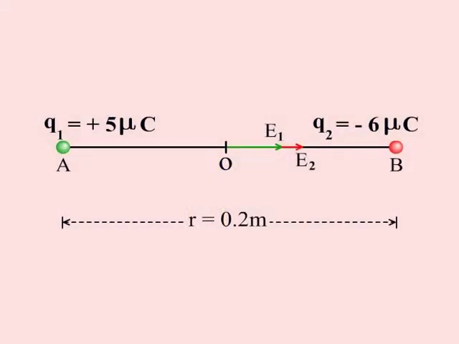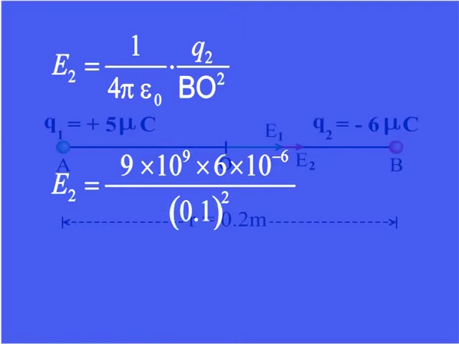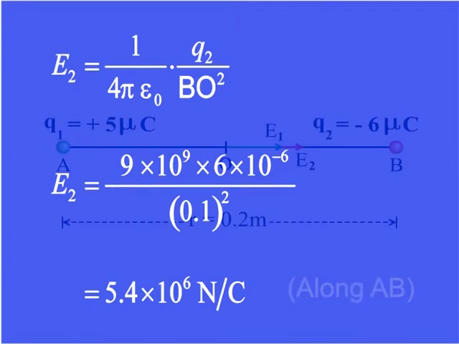Similarly, electric field E2 at point O due to charge Q2 is 1 upon 4 pi epsilon naught into Q2 upon BO square, which is equal to 9 into 10 raised to the power 9 into 6 into 10 raised to the power minus 6 upon square of 0.1. On calculating, we get E2 equal to 5.4 into 10 raised to the power 6 Newton per coulomb along AB.